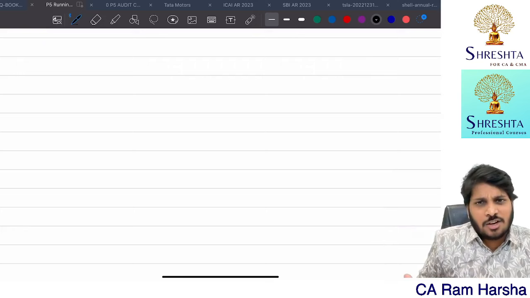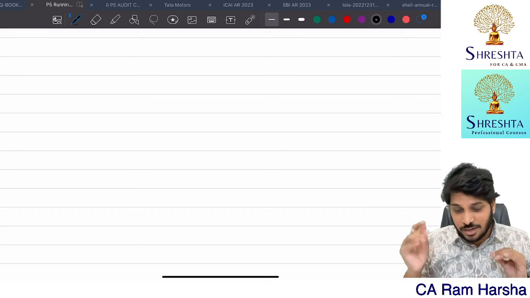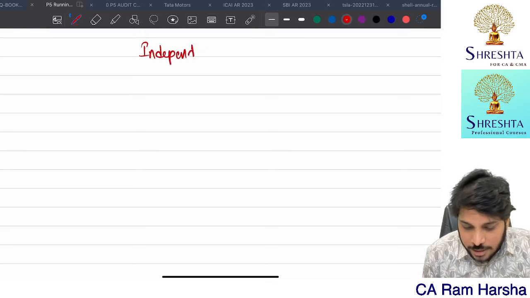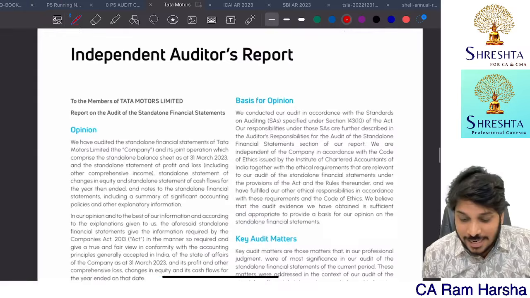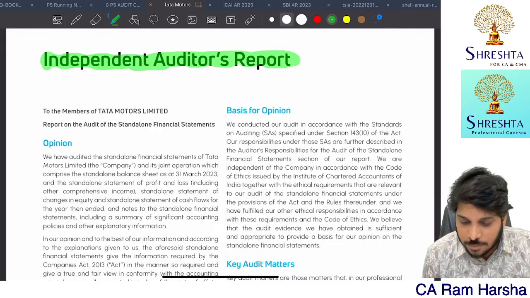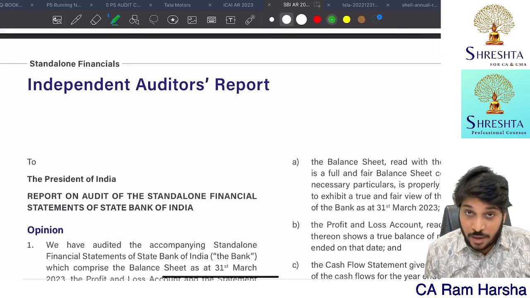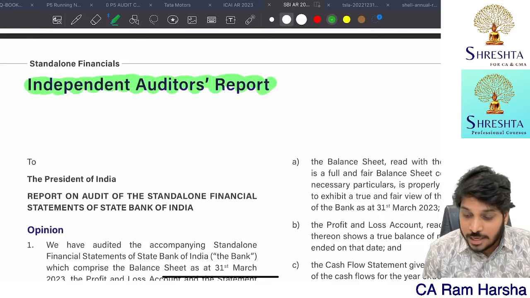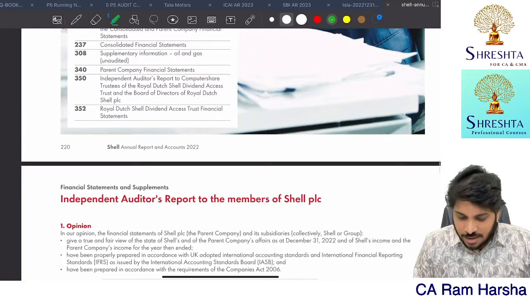Now, which audit report is this? No, this is the independent auditor's report. You should clearly mention that this is the independent auditor's report. The title must be clear. And you see here, Tata Motors very clearly put the title: independent auditor's report. Even if you see ICAI auditors, they have also clearly given independent auditor's report. SBI auditors also, when they gave the audit report, clearly kept the heading independent auditor's report. Even a company like Tesla uses 'report of independent registered public accounting firm', nothing but independent auditor's report. You see, they clearly mentioned it.